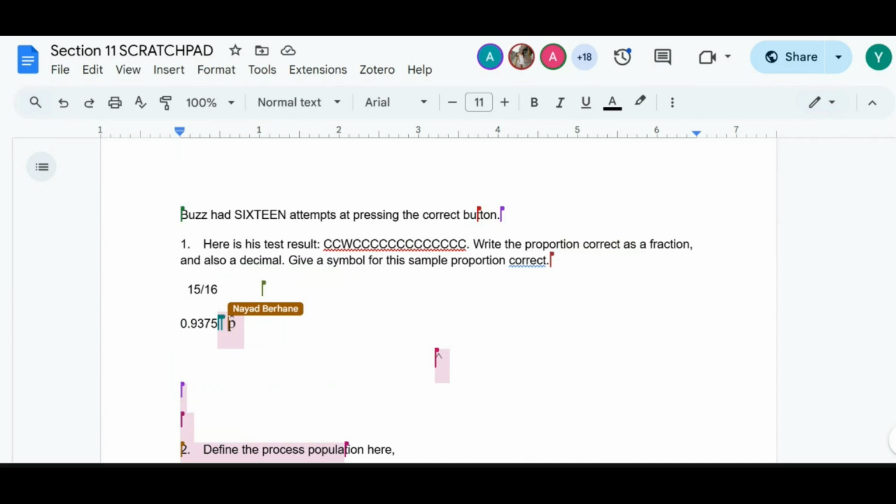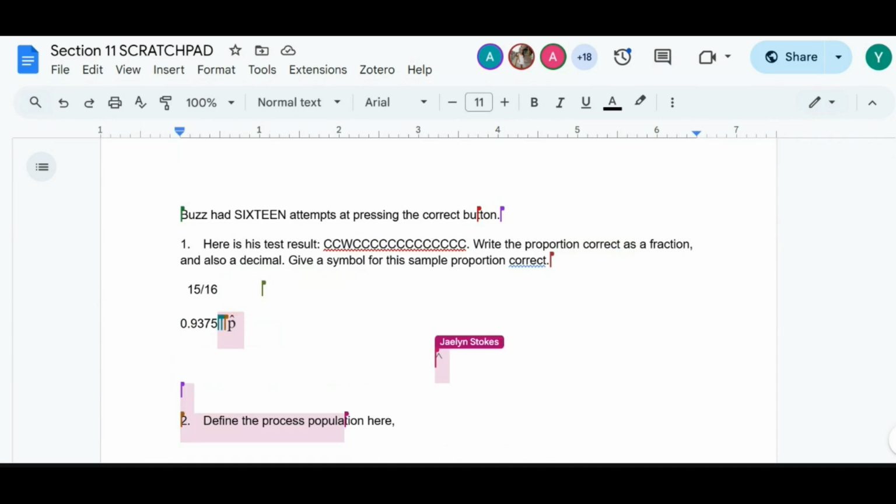Why is it not pi? Because we know that pi is the long-run proportion. I mean, it's pi, a fraction. We're going to say things about pi, but it's not pi here. It's p hat, because you observed it.